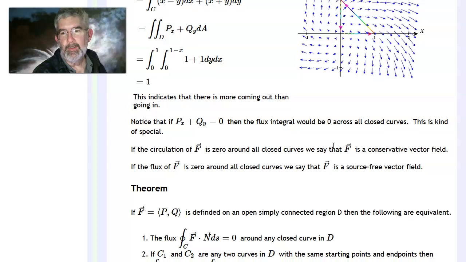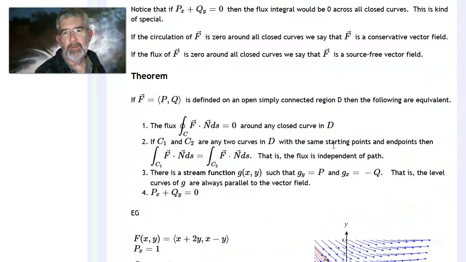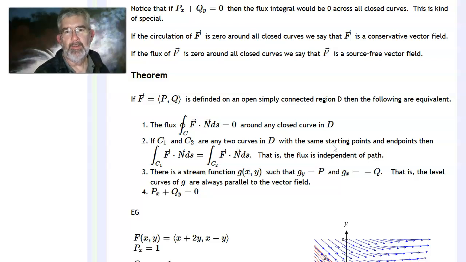And the following theorem says that there are other ways you can think about these source-free vector fields. So here's a theorem. It says if F is defined on an open, simply connected region D, then the following statements are equivalent. That means if you know any one of them, you know all of them. And if you know any one of them is false, then you know that all of them are false. Okay. The flux integral here is equal to 0 around any closed curve.